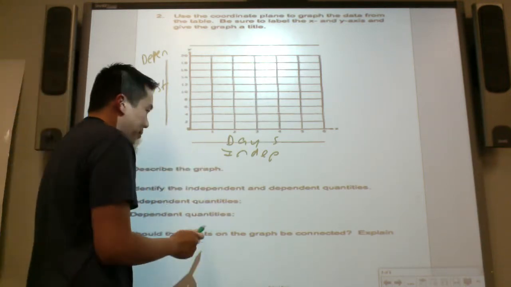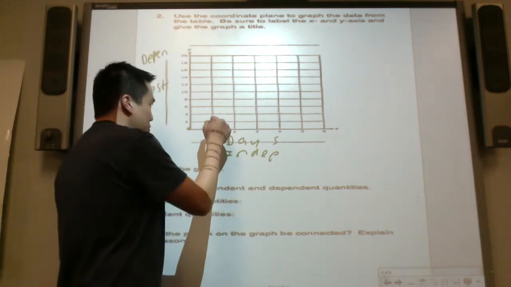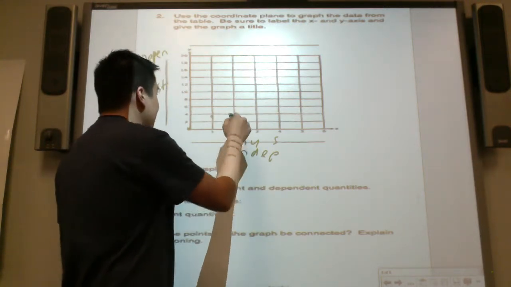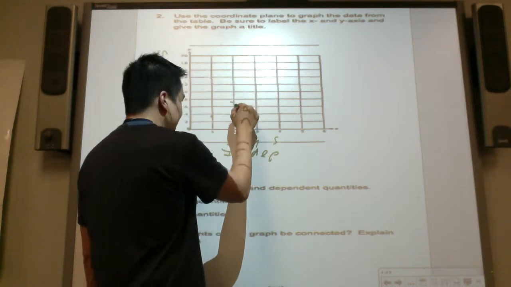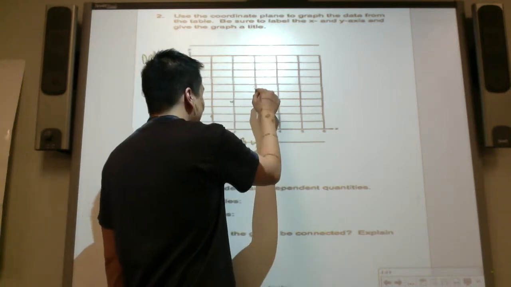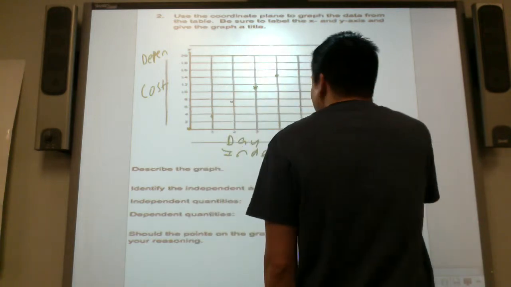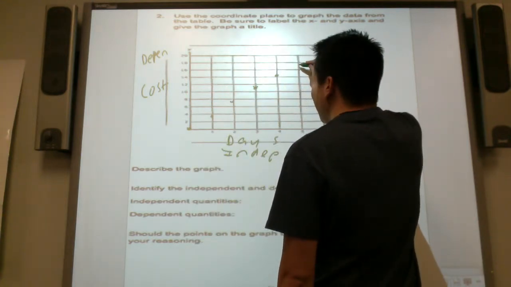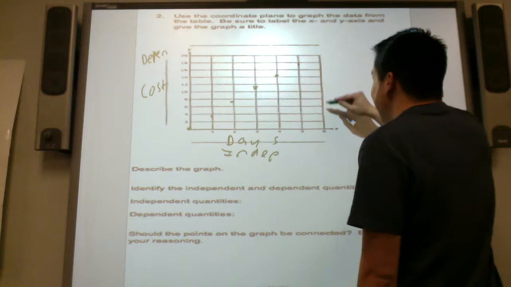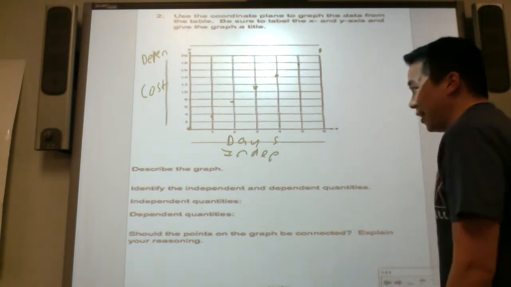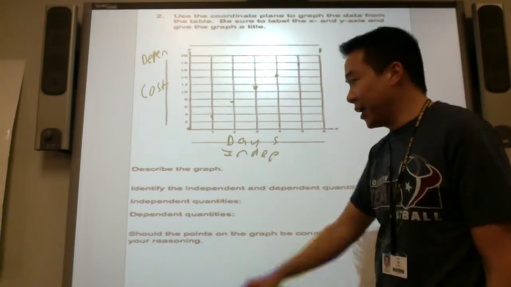So going back to your table. In 1 day, he spends $3.50. In 2 days, he spends $7. I just memorized these. In 3 days, he spends $10.50. In 4 days, he spends $14. In 5 days, he spends $17.50. And then in 6 days, he spends $21. Hey, it looks like a line. If you connect it, it'll make a line.